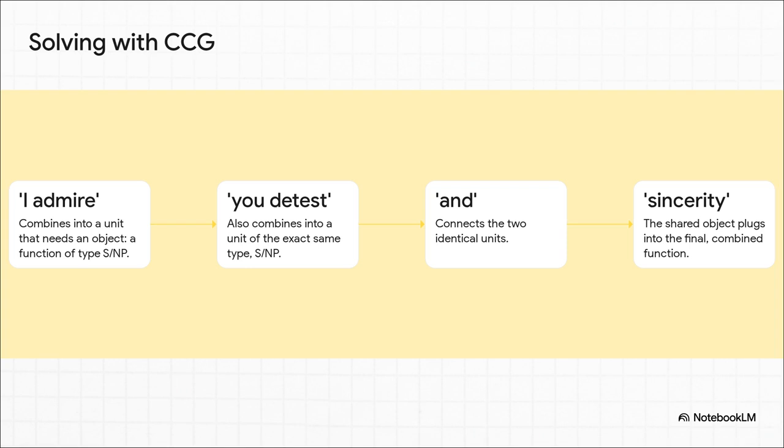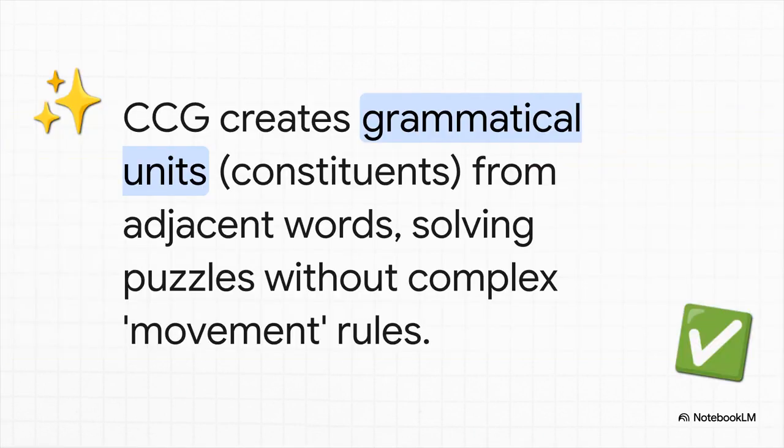Then, "you detest" does the exact same thing. And because they're now the same type of function, the word "and" can combine them into one big function that then takes "sincerity" as its shared object. And just like that, puzzle solved. There's no movement, no hidden copies, no secret structures. Everything is built right there on the surface just by combining adjacent pieces. Things that other theories would call grammatically illegal are perfectly valid building blocks in CCG. It is just an incredibly elegant solution.